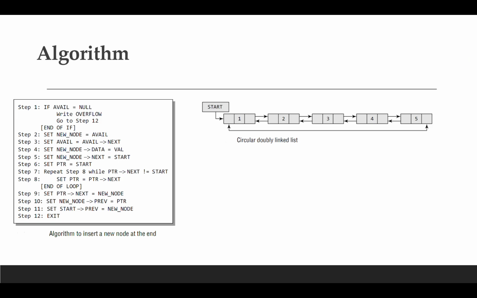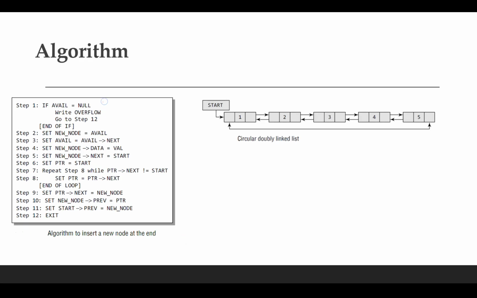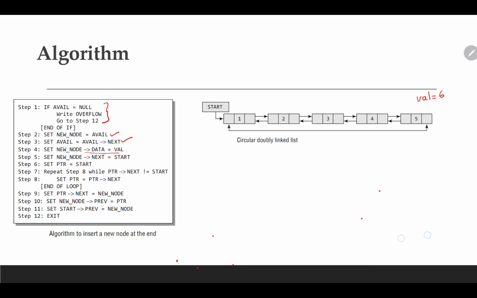So this is the algorithm for inserting the new node at the end. First we are checking the overflow condition. After that we are creating the new node and allocating the memory space for the new node. Then we are assigning the value. I'm considering the value is equal to 6. So this is the new node and the value is 6 here.